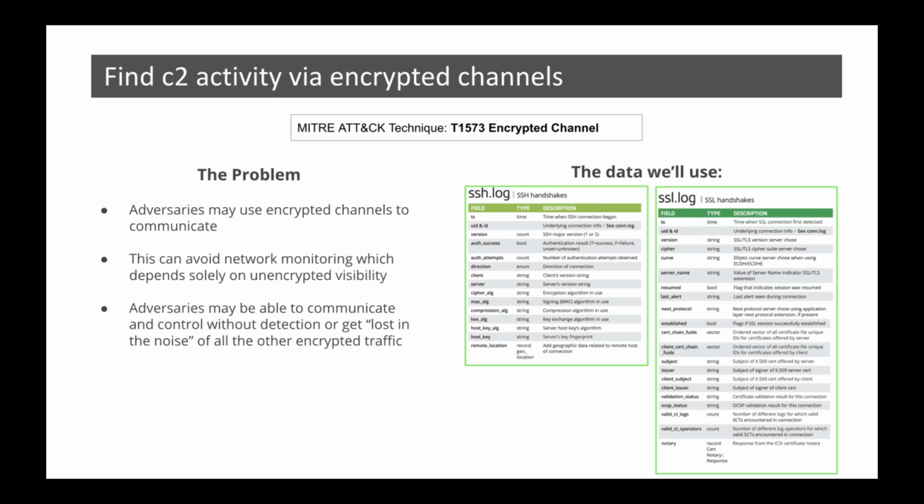Cool, so that was one example. Let's do another one. Here's an encrypted channel. So this is 1573. The problem is adversaries can use encrypted channels to communicate.